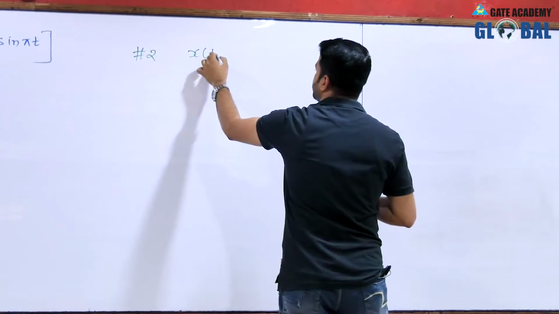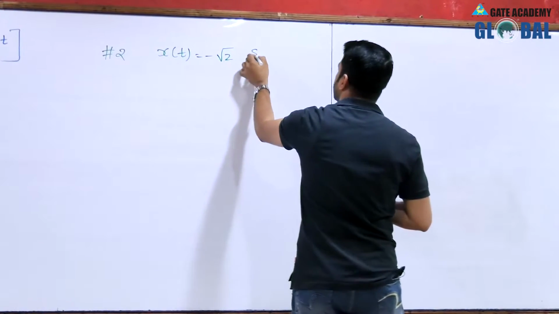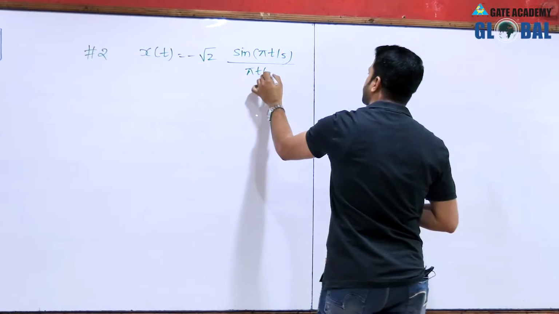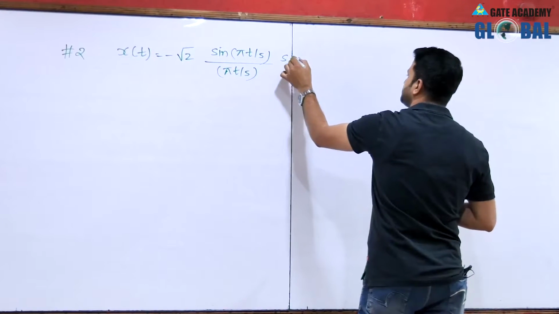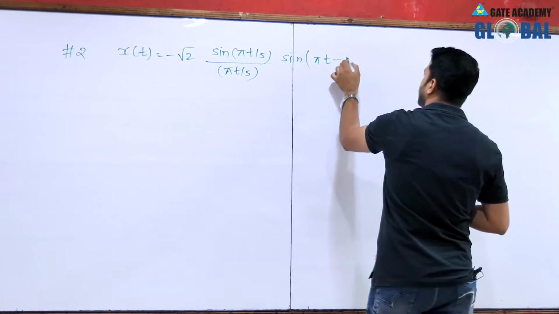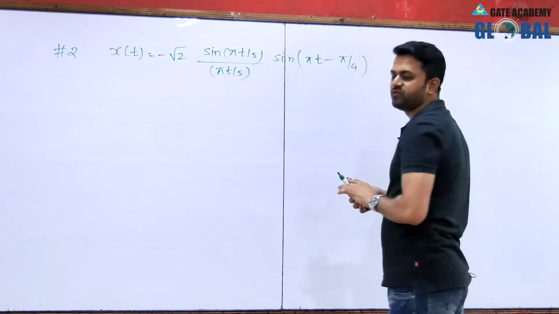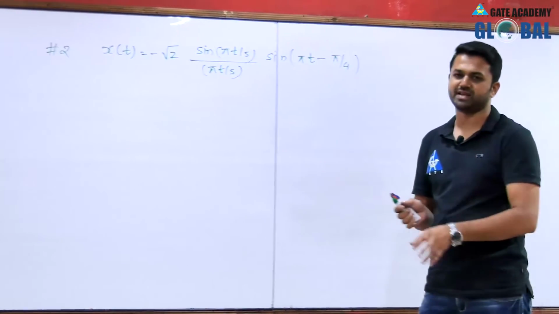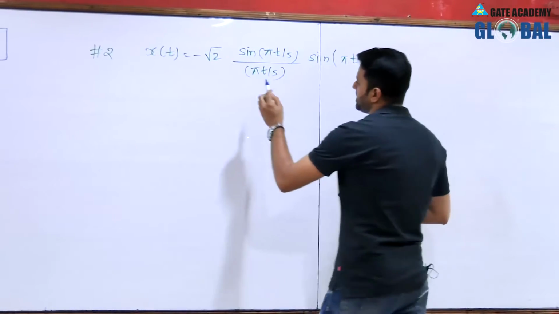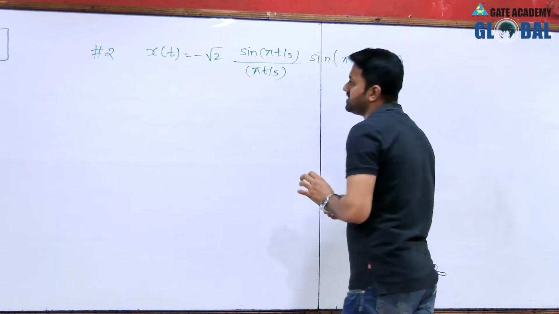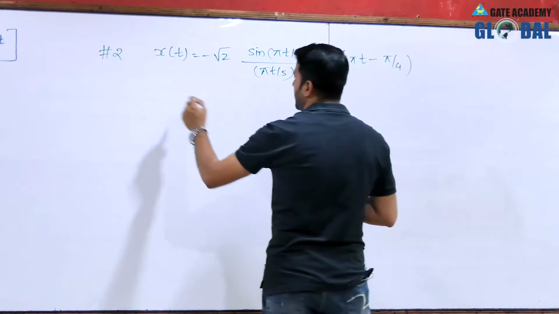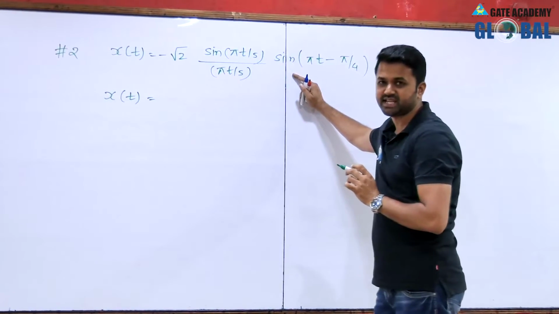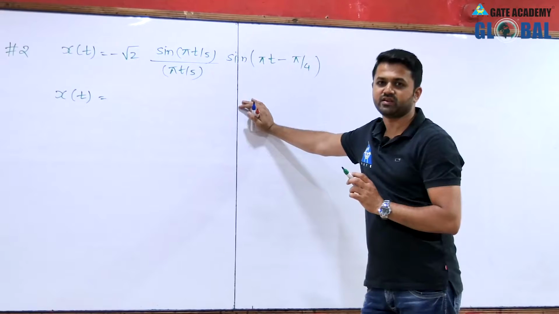We have the signal x of t equal to minus root 2 sin pi t by 5 divided by pi t by 5 times sin of pi t minus pi by 4. Now we also know that this bandpass signal can be represented in terms of the complex envelope, the real part of the complex envelope and the center frequency. So if we want to write in terms of the complex envelope, and that too in the real part, what will be the real part of e to the power j theta? So e to the power j theta has real part cosine.